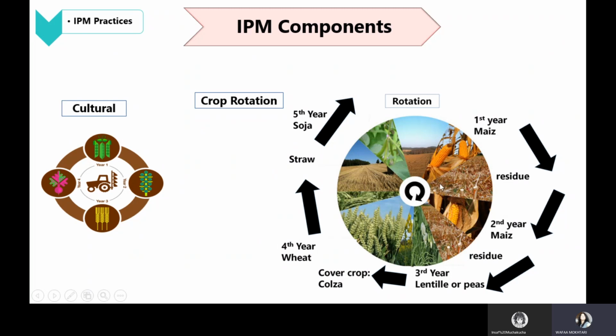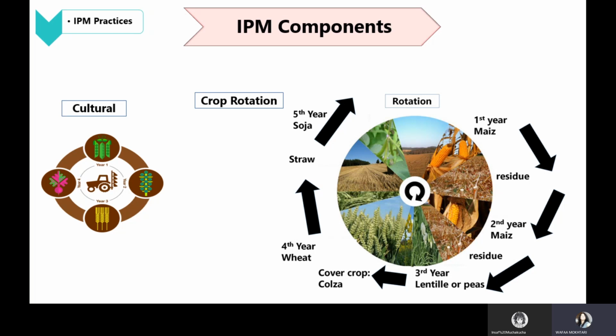What does it mean, crop rotation? Crop rotation is to rotate the crop, which means year after year or season after season, you are not going to put the same monoculture. You are not going to plant the same crop.